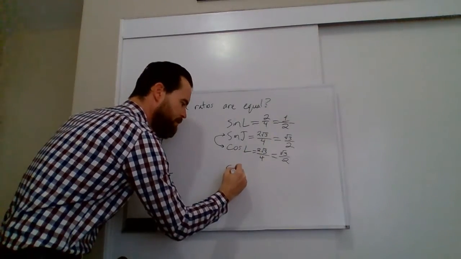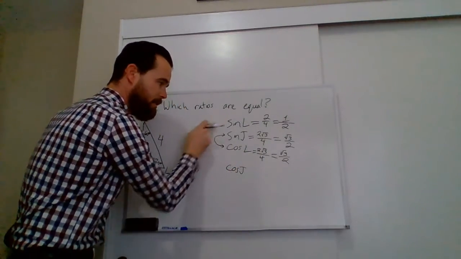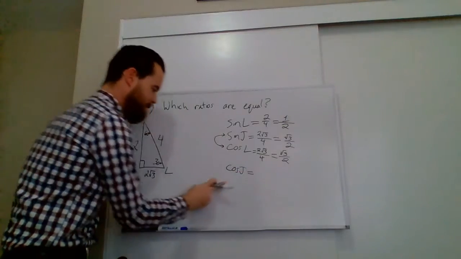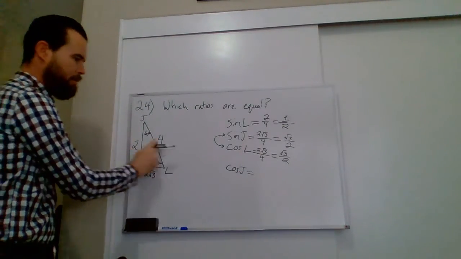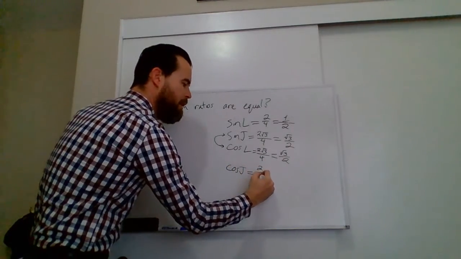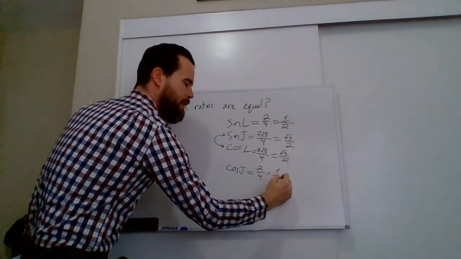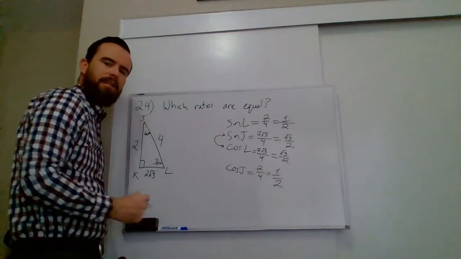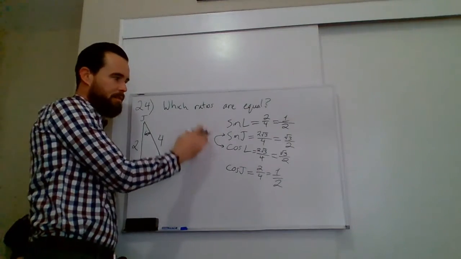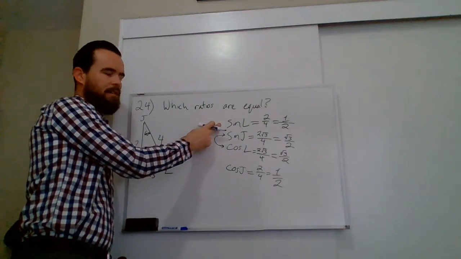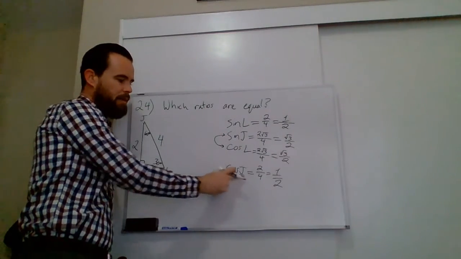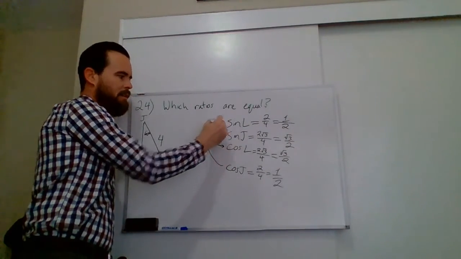Let's see if this cosine of J is equal to this one. Cosine of J we got up here, so our adjacent side is 2 over 4, and that simplifies to 1/2. And this is kind of what we expected, because this works in every right triangle. Sine of an angle is equal to the cosine of its complementary angle.